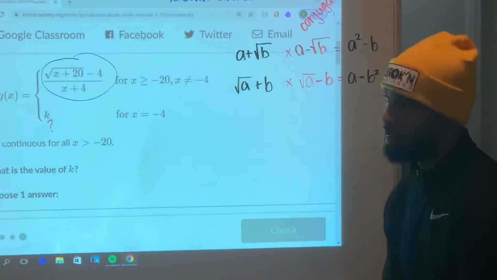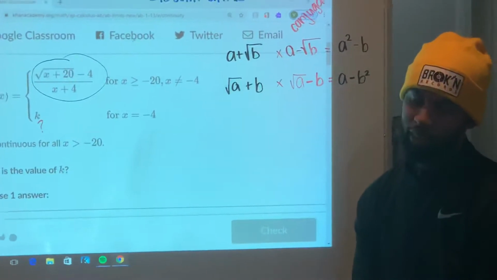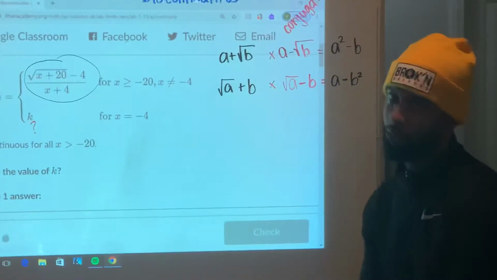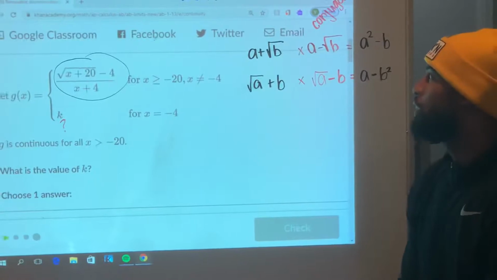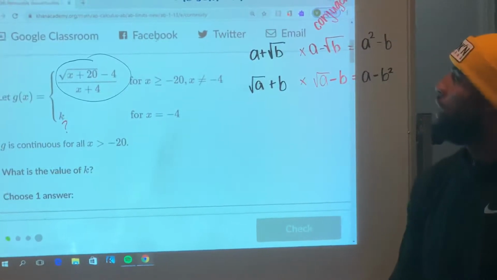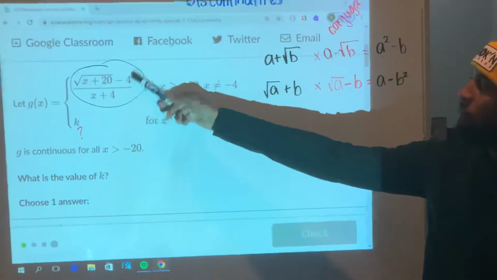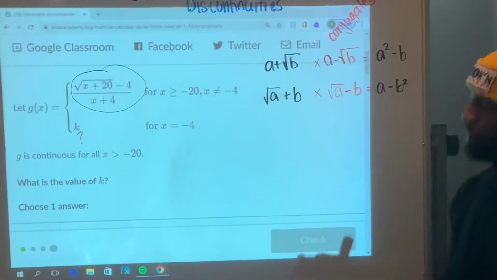Okay, now you're probably looking at this and thinking, oh no, not only do we have to mess with a fraction, there's a radical in there as well. Yep, this is about to get real. So to simplify this, we're going to use this idea of conjugates.